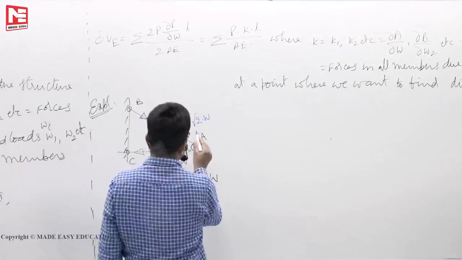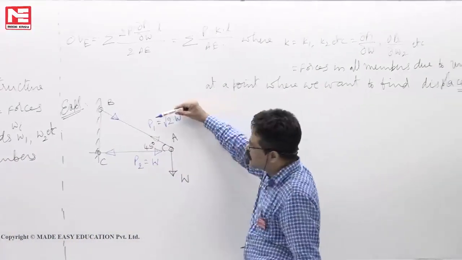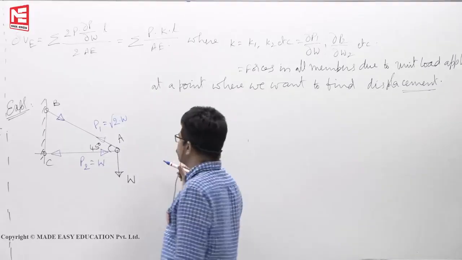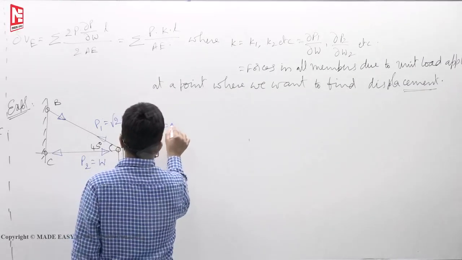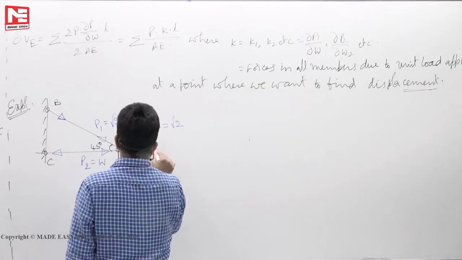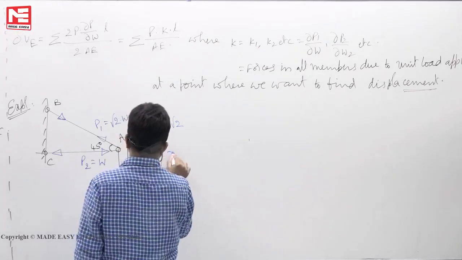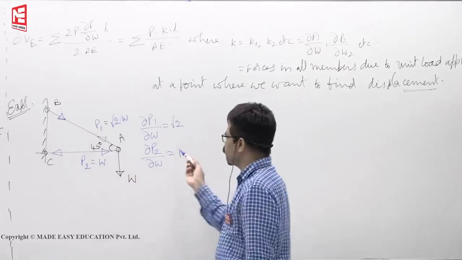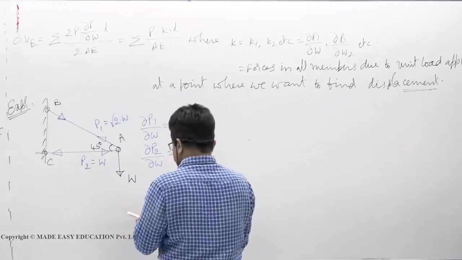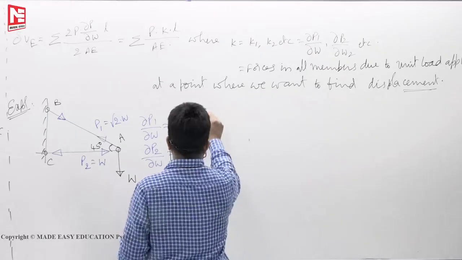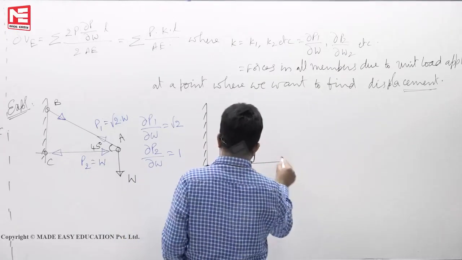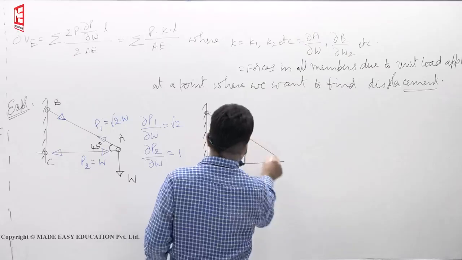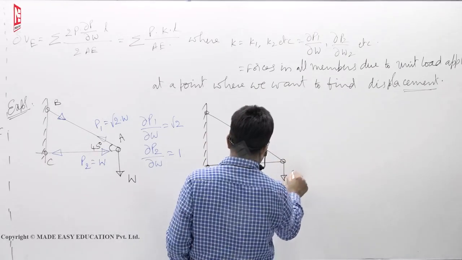So now you see here, what's the meaning of this force differentiation with respect to W? So dou P1 by dou W, you will get root 2. Dou P2 by dou W, you will get 1. Differentiation of W is 1. This result you will also get by taking a simple case, instead of taking multiple loads and differentiating.